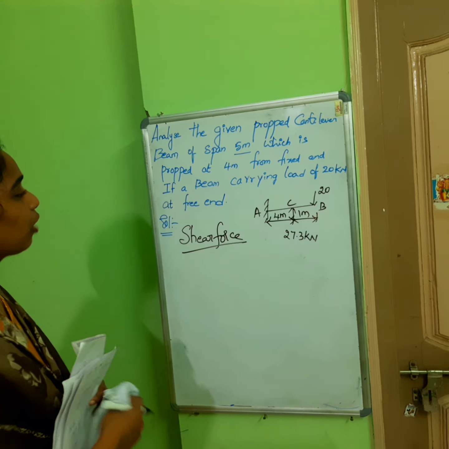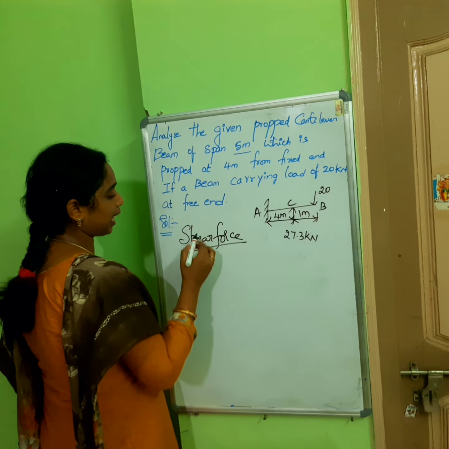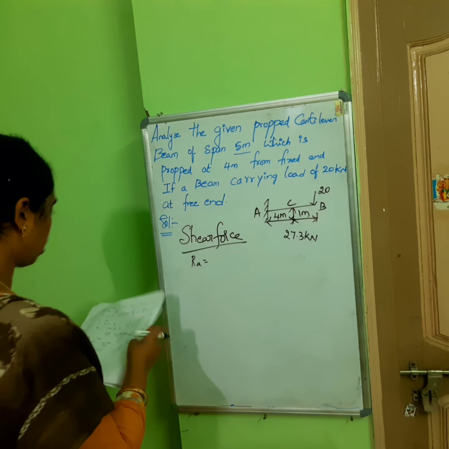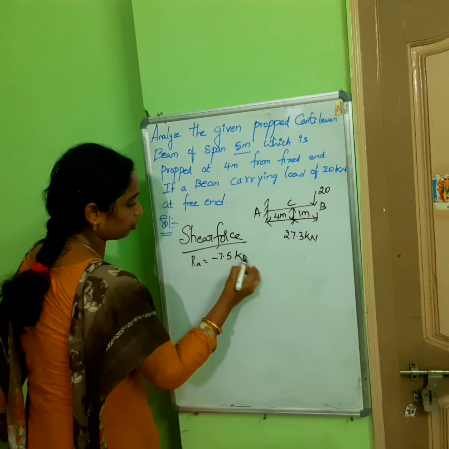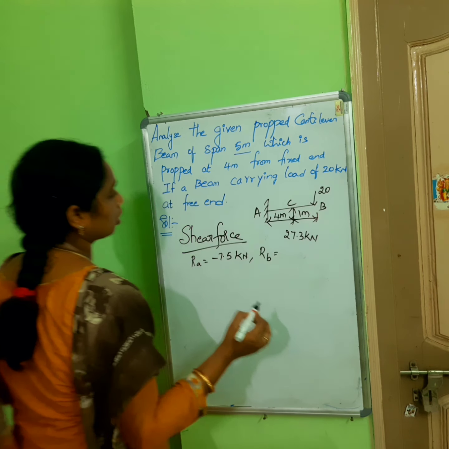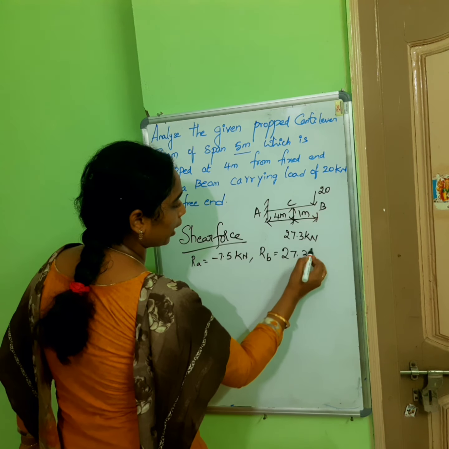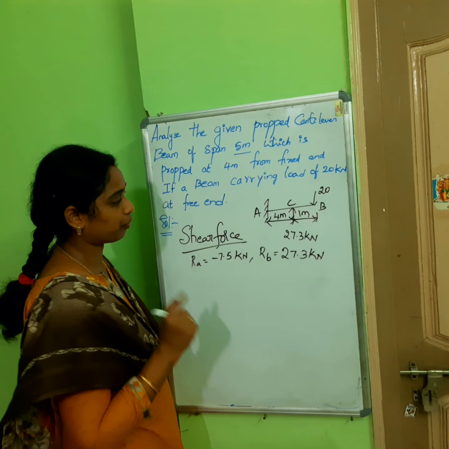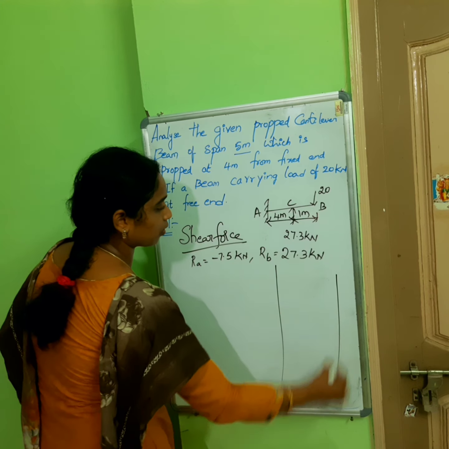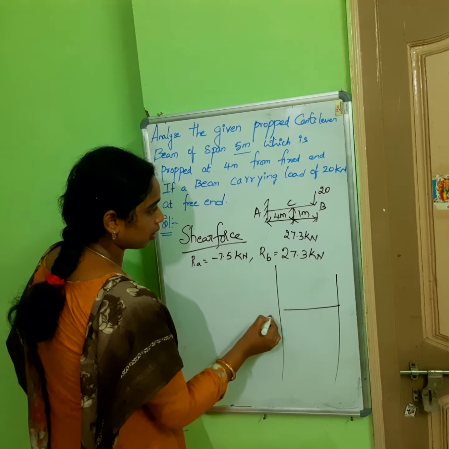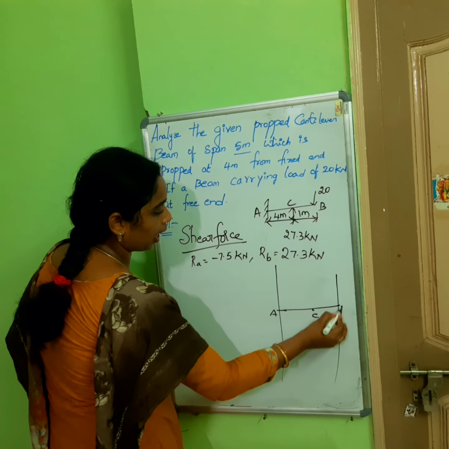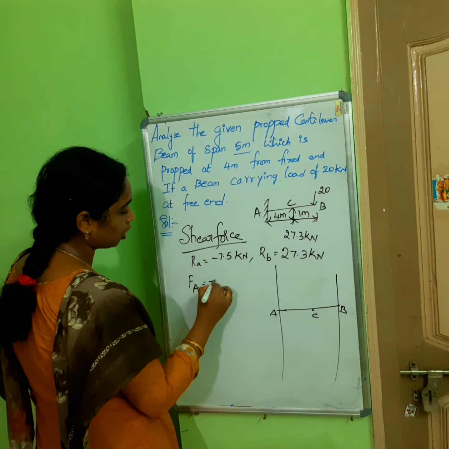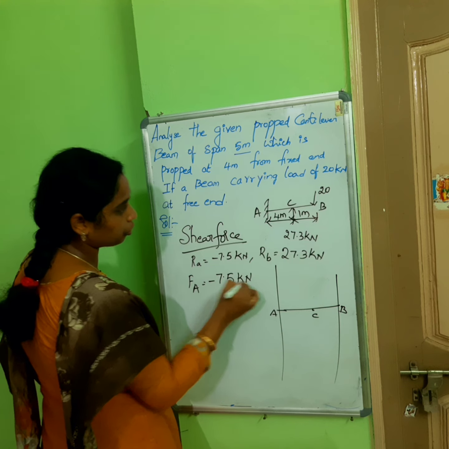Okay. Now I need to calculate the shear force diagram. Before calculating shear force, I should know what the reactions are. RA, how much did we get? Minus 7.5 kilonewtons, and RB how much did we get? 27.3 kilonewtons. See here, I need to calculate shear forces at A, C and B. So shear force at A is nothing but FA, the reaction at A. How much did we get? Minus 7.5 kilonewtons.